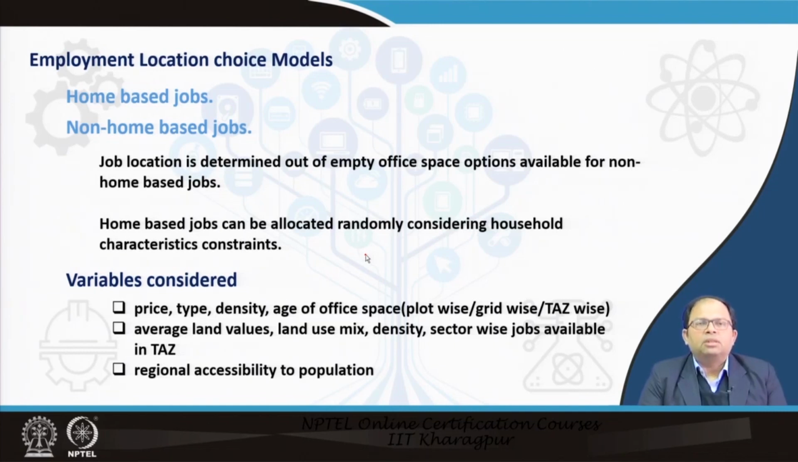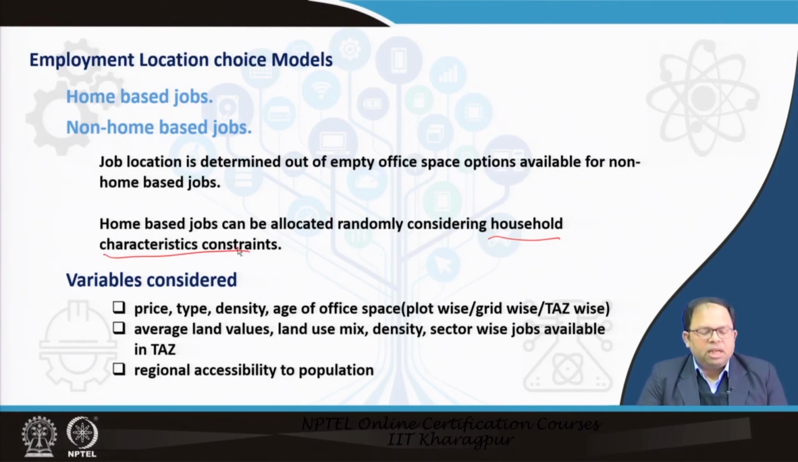But a household which has two persons without any job, probably one of the persons is a homemaker, or both the persons are engaged in a home-based job. So we can randomly consider existing housing where these home-based jobs could be allocated, but at the same time we need to take into consideration the different household characteristics which could act as constraints in the model to determine where these home-based jobs would be allocated.